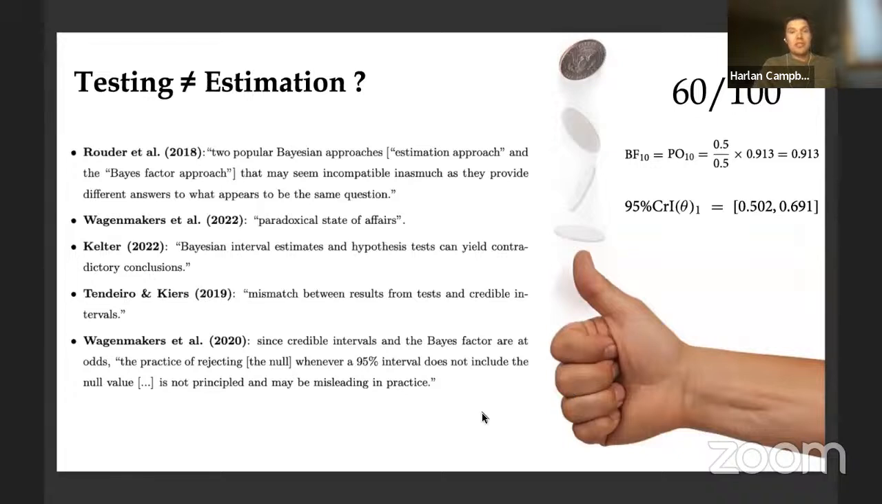And perhaps one of the most extreme things I found here was Wagenmakers says, because of this paradoxical state of affairs, the practice of rejecting the null whenever the 95% credible interval does not include the null value is not principled, and we should stop doing that.